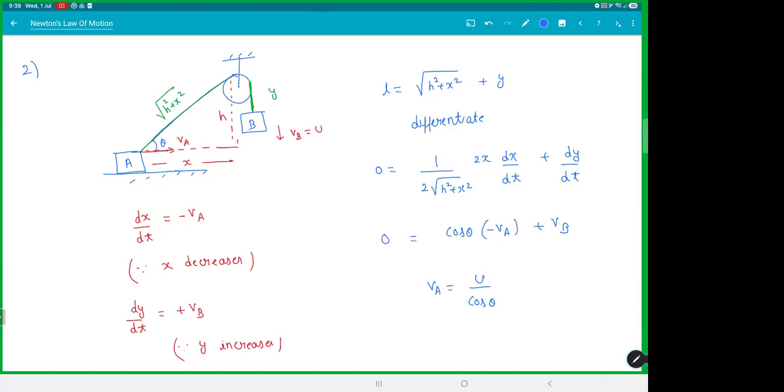Clear with this? This is not u cos theta. Clear how we did this thing? This is method one. You figure out the length of the strings with x and y, and then you differentiate it. Any doubts on this?